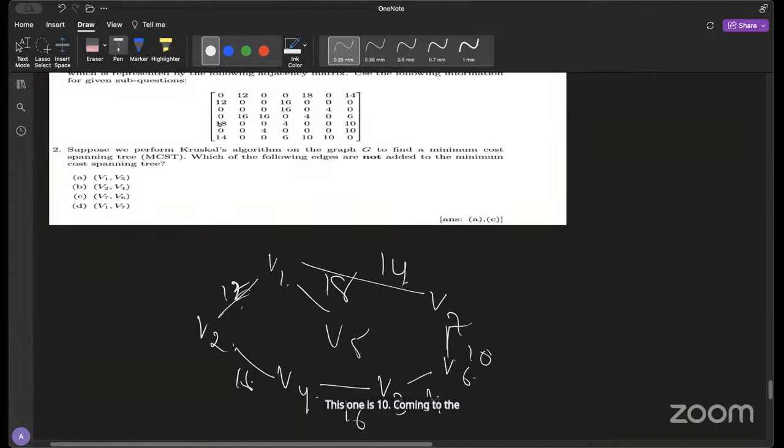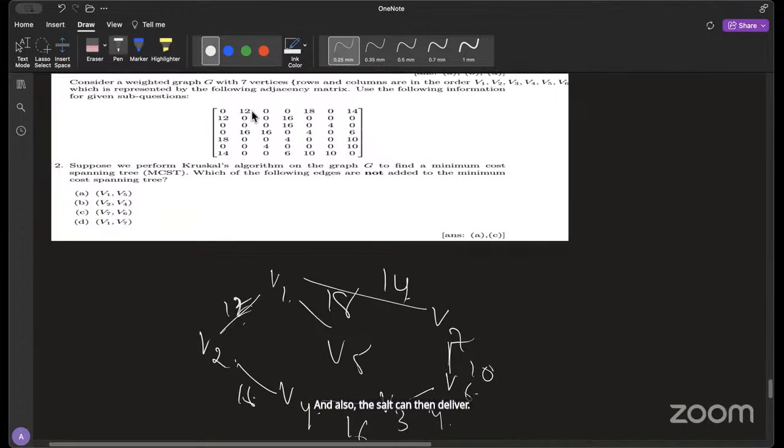Coming to the fourth one, V4 and V1. Did we miss this one here? Oh, V4 to V5, we have missed. The V4 row we have missed. It's from V1 to V2, V3, V4, V5 only, and we've already made V5. Okay, this is the V4 row.